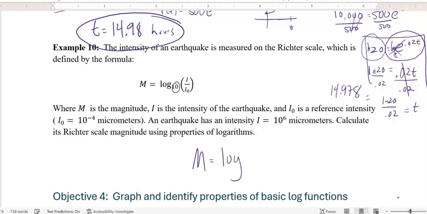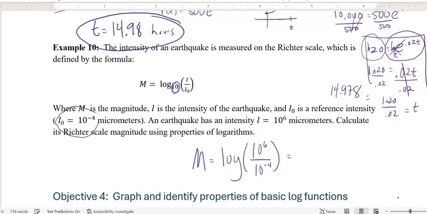By the way, we don't usually see that. That actually shouldn't be there. I think I just put that there to be sure that we're doing log base 10, which of course wouldn't be written. So this is how it should be written. I is 10 to the 6, and then I naught is given as 10 to the negative 4. And then we just simplify this.